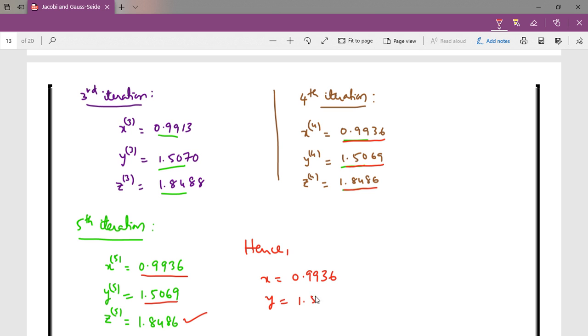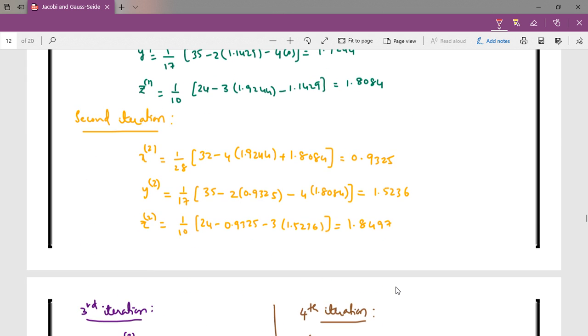Hence the x value is 0.9936 and the y value is 1.5069 and the z value is 1.8486, corrected to 4 decimal places.